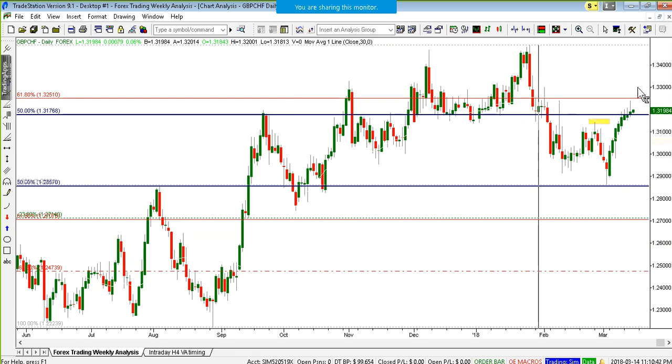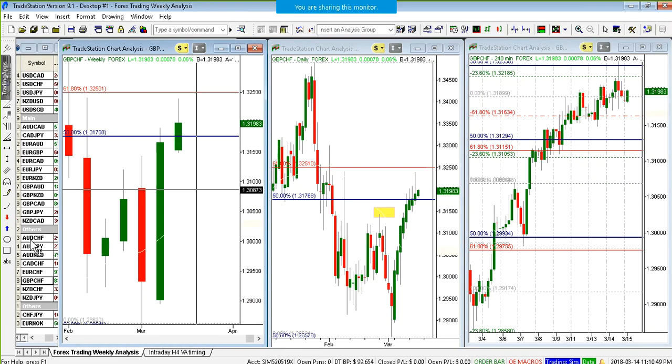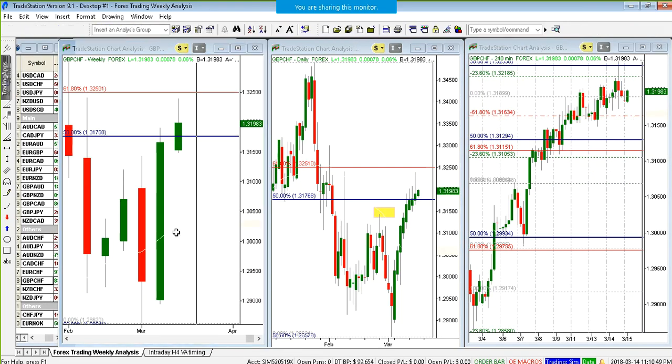I see a big consolidation, and this area might not hold here. Okay, so that's something we need to keep in mind.